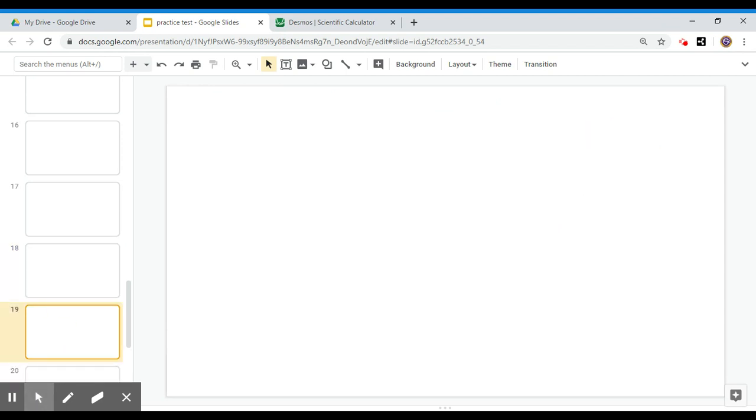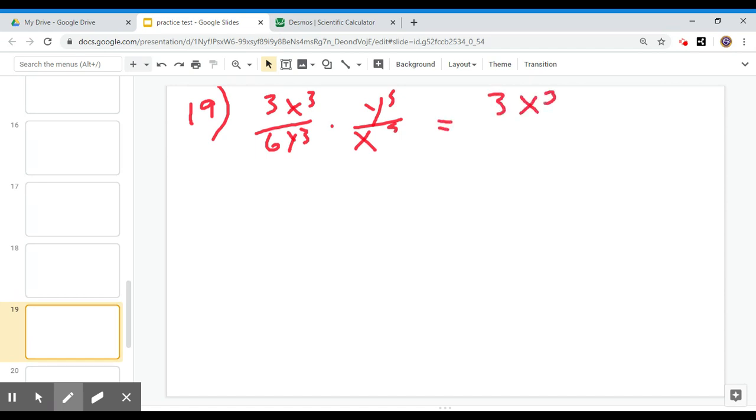All right, we are on to the next page. So now we are multiplying expressions. For 19, we have 3x cubed over 6y cubed times y to the 5th over x to the 5th. So first step is to multiply the numerators. So 3x cubed times y to the 5th over 6y cubed times x to the 5th.